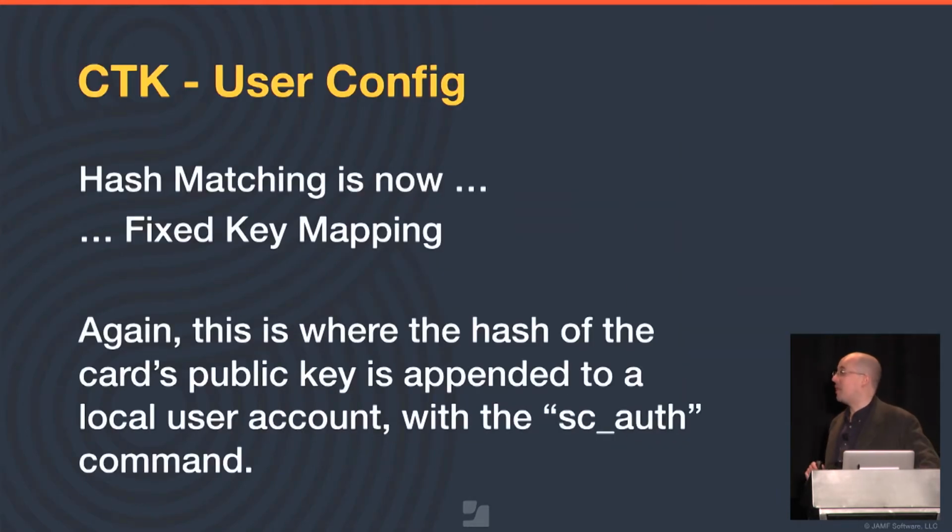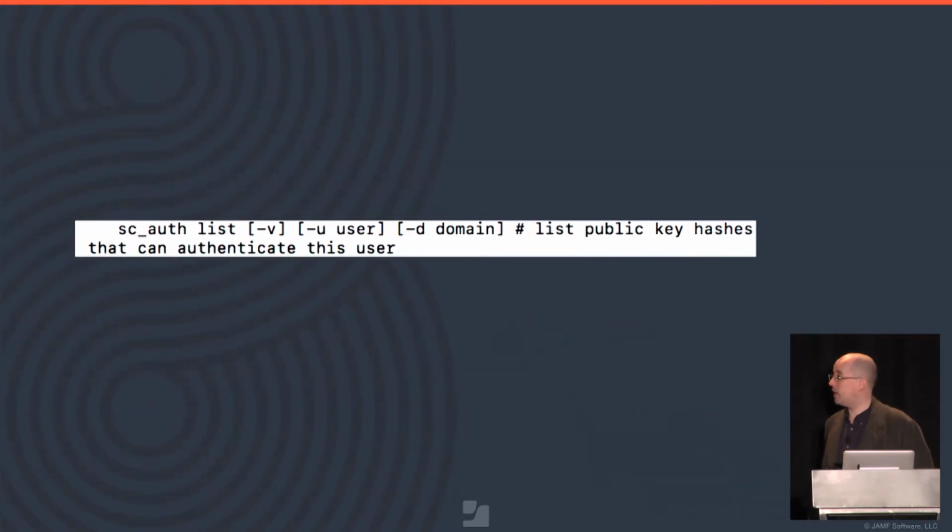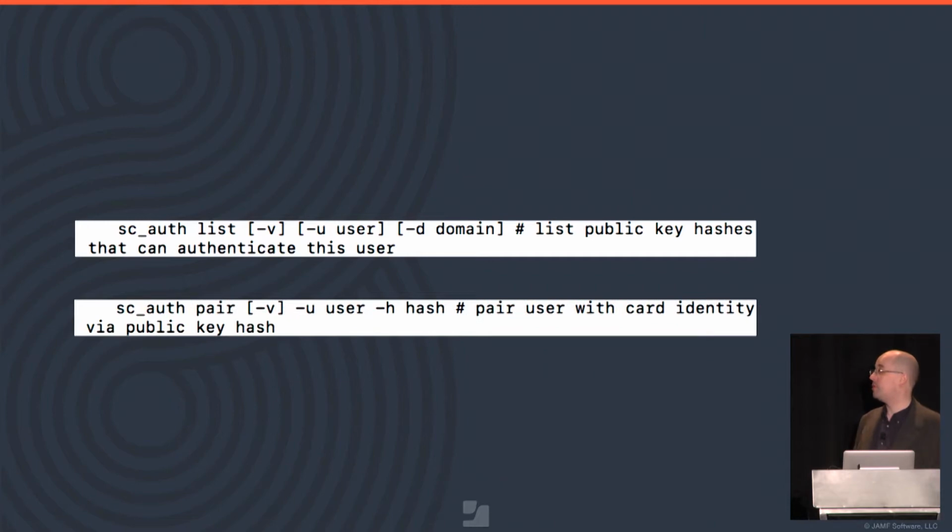So the stuff that we mentioned before about hash mapping, I'll try that again. Hash matching is now called fixed key mapping. So Apple changed its terminology. Thanks, guys. And again, it's exactly the same as before. The hash of the certificates on the card are appended to the local user account with the scauth command. But there's some different options this time. So scauth for the CTK stuff has an entry called list, which does things kind of similar. But you have an option called pair, and the options are kind of similar.